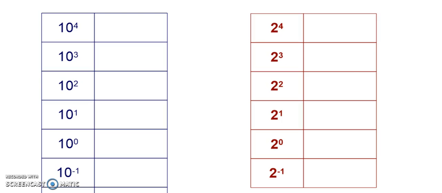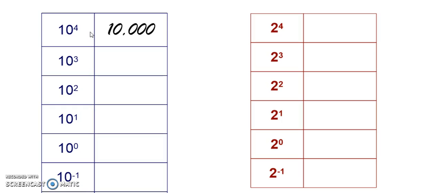Up in the top here, we've got 10 to the fourth power, which we know is 10,000, and 10 to the third power is 1,000. And 10 squared would be 10 times 10, so it's just 100. And then 10 to the first power is itself. 10 to the 0 power, if you remember right, anything to the 0 power is just 1.